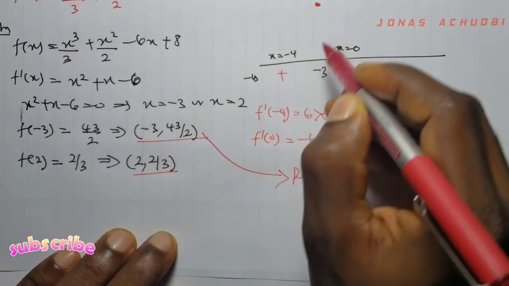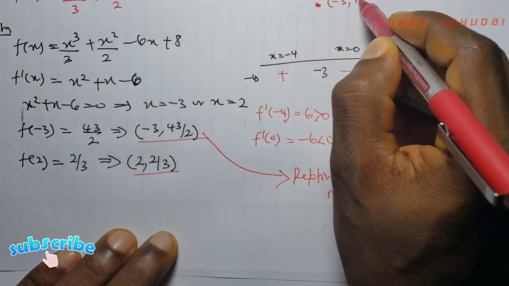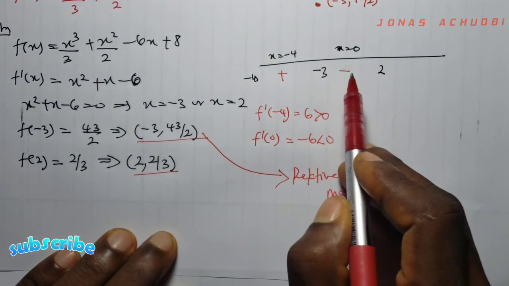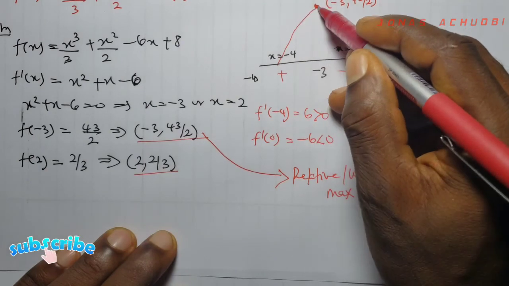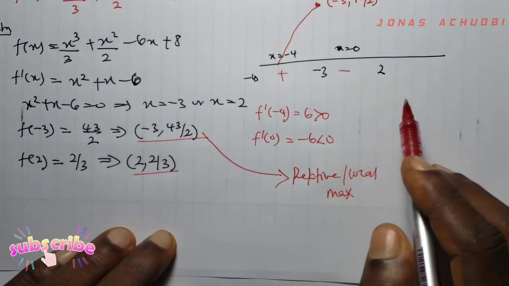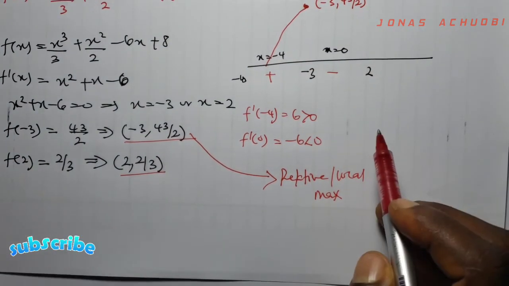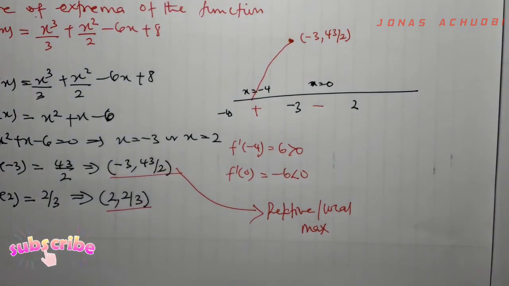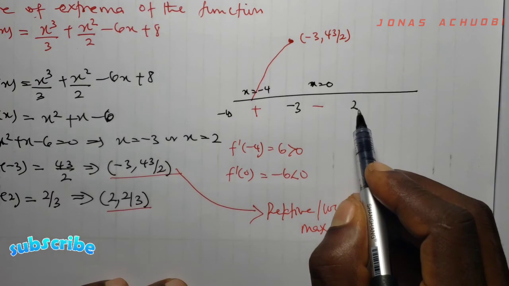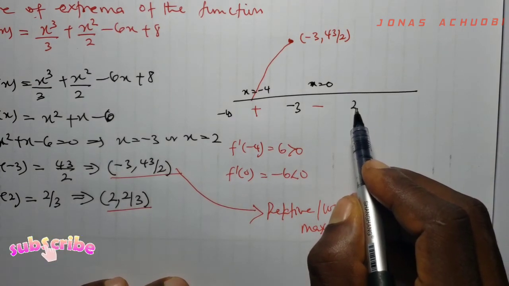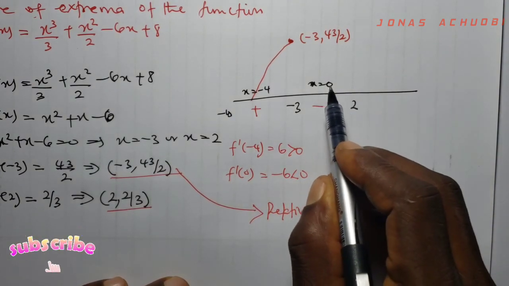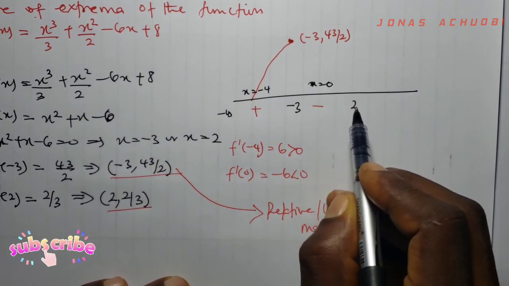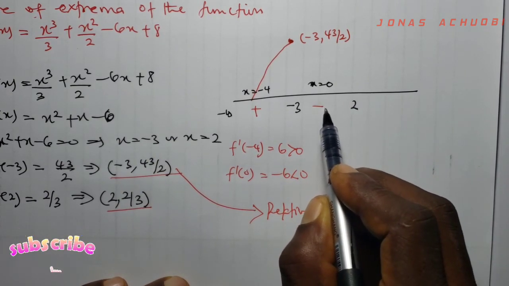So the critical point is somewhere here, minus 3, 43 over 2. Since the sign changes from positive to negative, it must be a maximum. We now check also the second critical value and see what happens to the left and to the right of the point. To the left of the critical value x equal to 2, we choose again x equal to 0, same point. And we have that to the left of this critical value, the slope is negative.